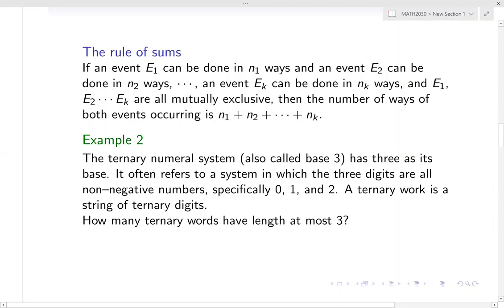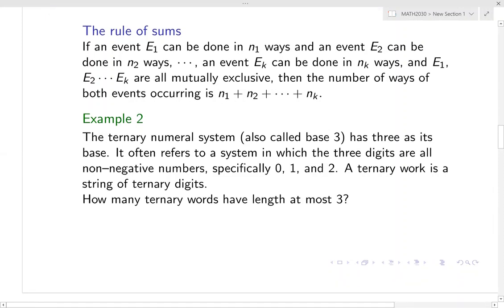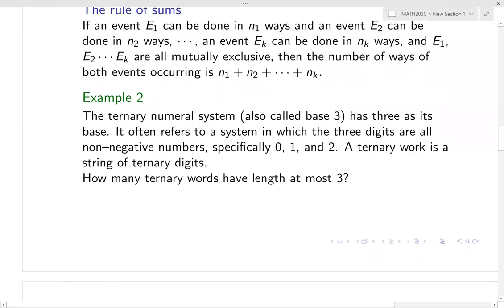Let's continue the example we just did. The setting here is the same, but the question becomes, how many ternary words have length at most 3? Well, if you want to come up with a word that has length at most 3, that means sometimes this word may have length 1, sometimes it may have length 2, and sometimes it may have length 3. So there are 3 possible cases that might happen, and we can find out how many words there are in each one of these cases.